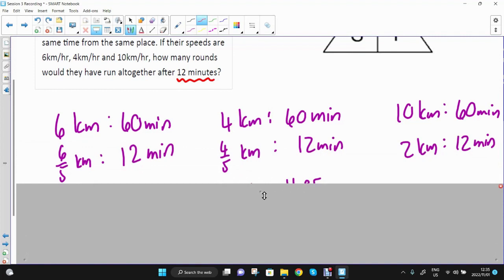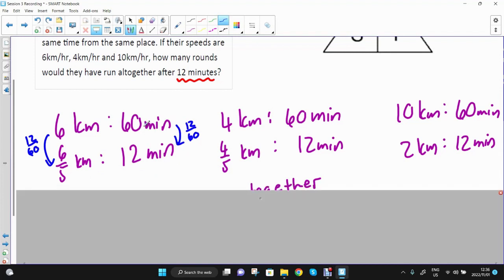Then I worked out how far each of these people will run in 12 minutes. So I took 60 and I times that by 12 over 60, which I did the same there. So if you've got a ratio, and you times or divide by a factor on both sides, you can actually simplify the fraction quite easily. So the 6 kilometers in 60 minutes then simplifies to 6 over 5 kilometers for 12 minutes.